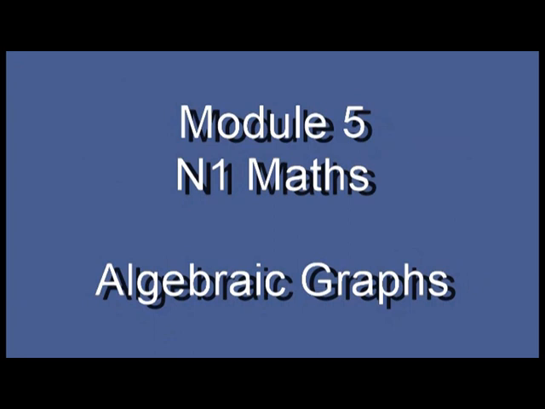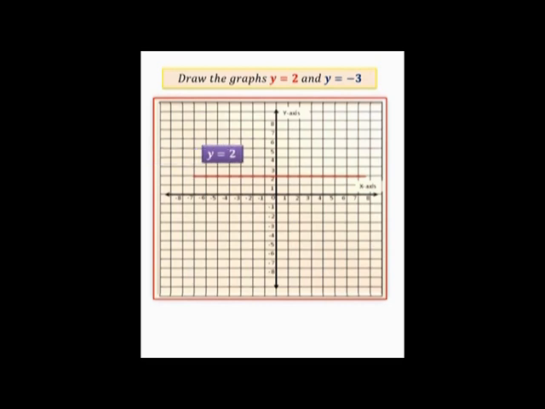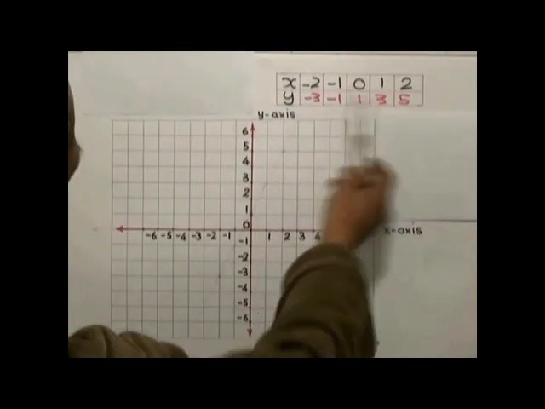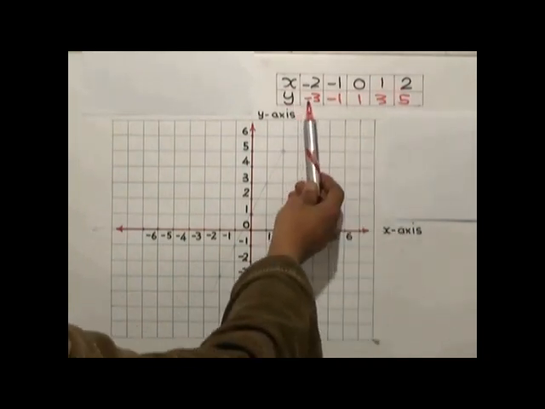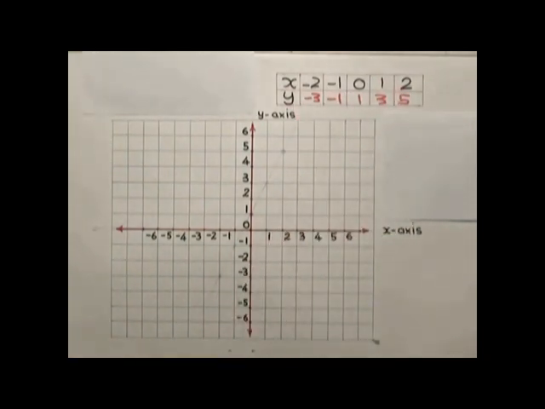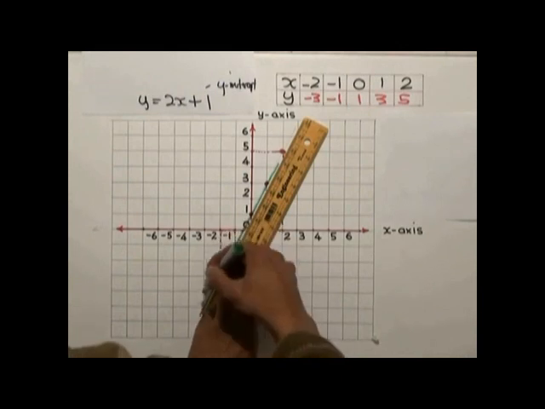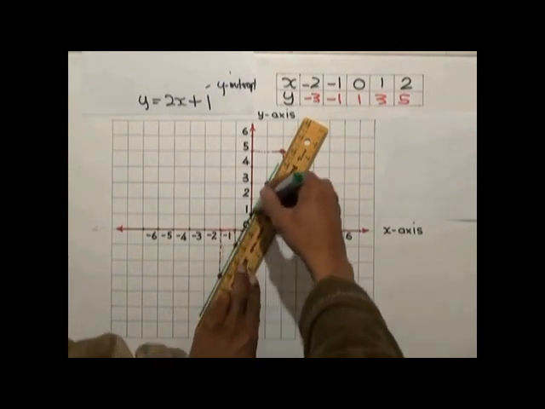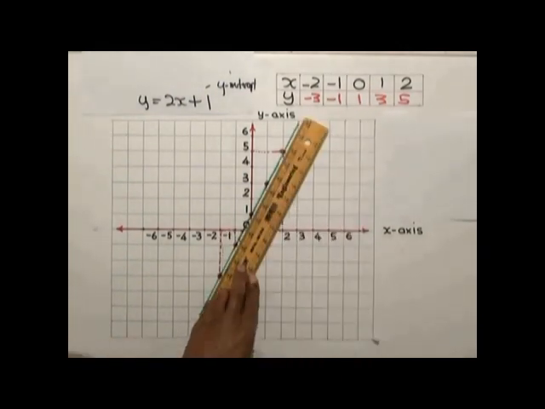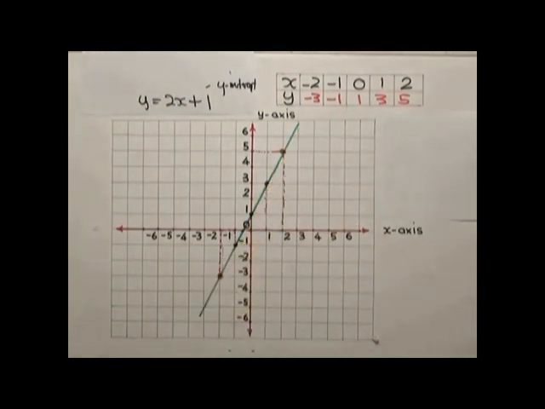Module 5, N1 Maths, Algebraic Graphs. We got the table, the x values and corresponding y values which we've worked out. And that mark will be there. Next one. We draw the straight line. That is your straight line.